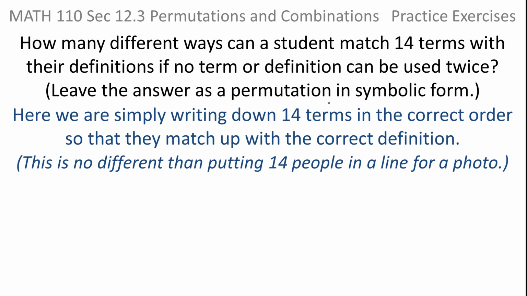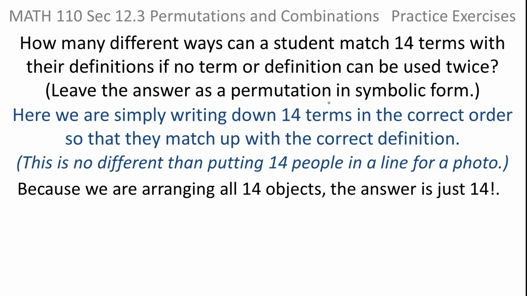So this is a prototypical permutation problem. The term is like a person, the definition is like the position in line. So all I'm really doing is lining 14 people up and counting how many different ways I can do that. So the answer is going to be 14 factorial. There are 14 factorial ways that I could draw an arrow from a term on the left to its definition on the right.